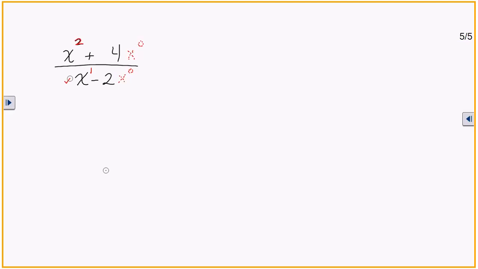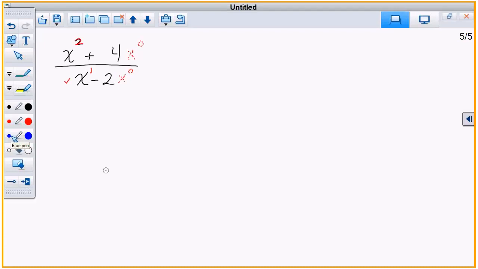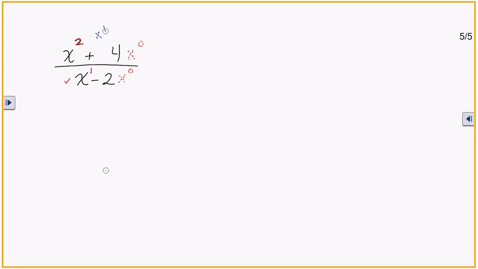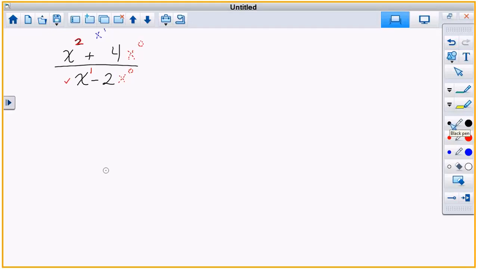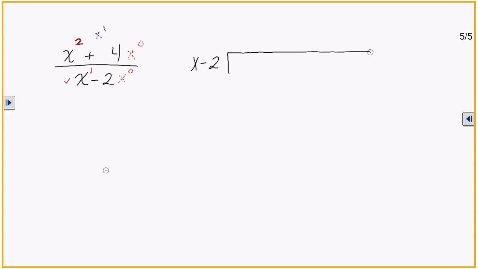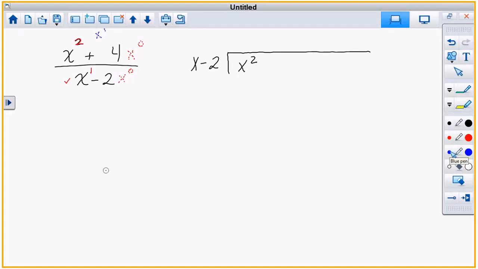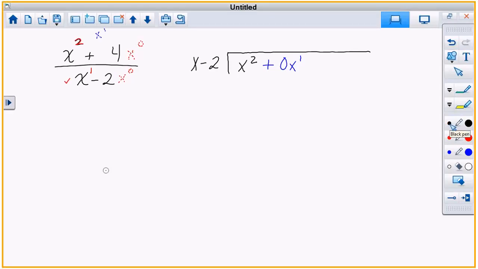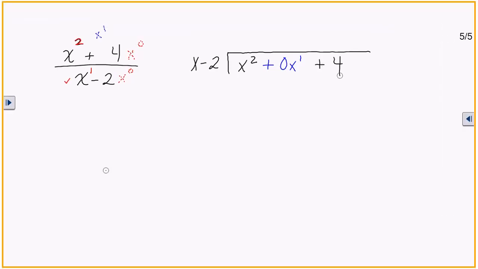This one, we have a missing term. We need to have, I'm going to do this in blue, we need an x to the first power up here because we don't have one. So we've got to change it. So here we go. We're going to change it. And we'll write everything in black except for what we need. So x minus 2 into x squared plus 0x to the first plus 4. And now we're ready to start.